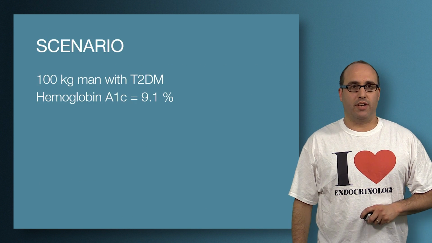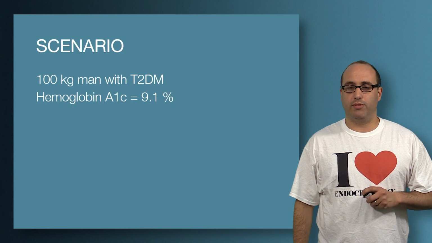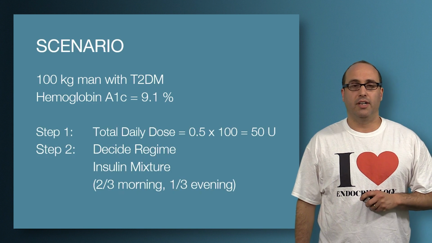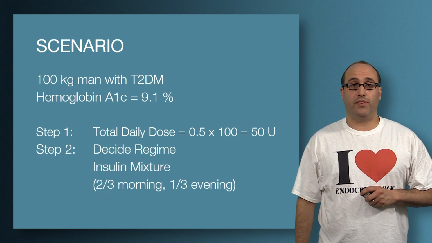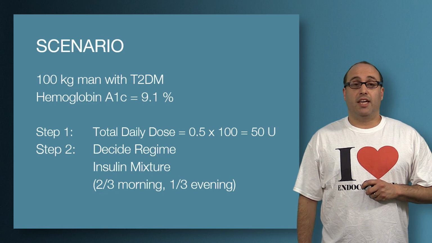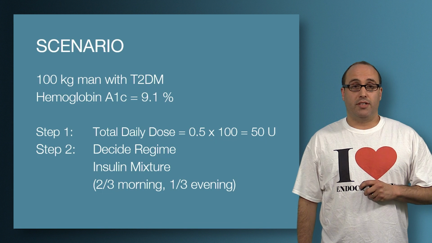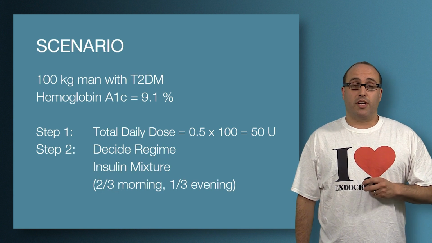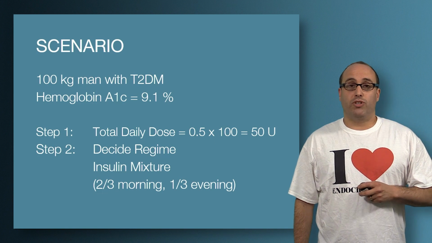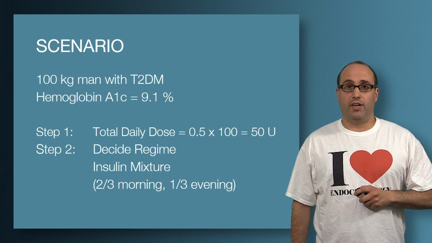Let's do one final scenario of a 100 kilogram man with type 2 diabetes who has a hemoglobin A1C of 9.1% and needs insulin. We estimate his total daily dose to be 50 units a day, but he decides to take an insulin mixture 30/70, which, as we discussed previously, is prescribed a little bit differently at the outset, proportioned 2/3 in the morning and 1/3 in the evening.